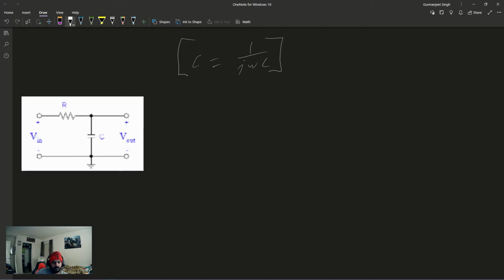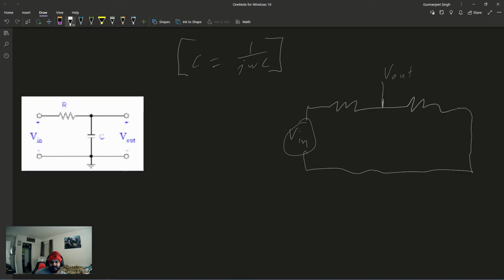Now, we should also know some basic rules for KVL. So let me start by drawing a random circuit. Let's say we have a circuit like this, where we have V in coming in, and we want to find V out over here. Maybe I should draw this a little bit better. Excuse my drawing over here.